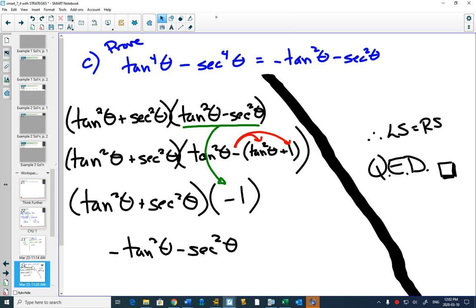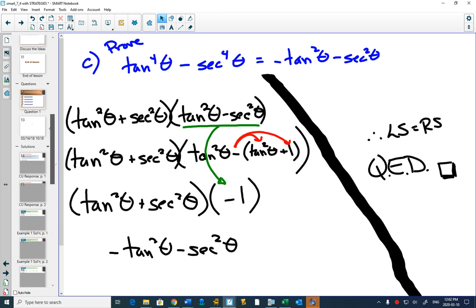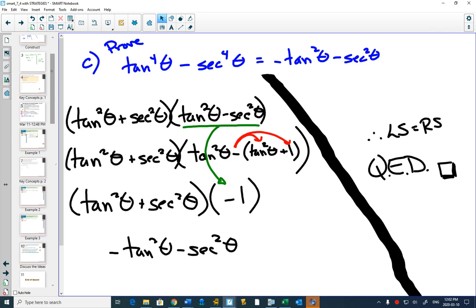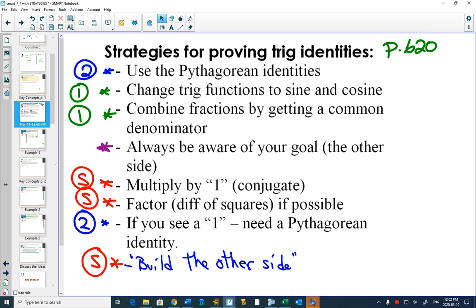So for this one, if you didn't have the strategy of recognizing a difference of squares as a stuck one, this one would be very, very hard to prove. So we're going to learn about the other stuck ones tomorrow.